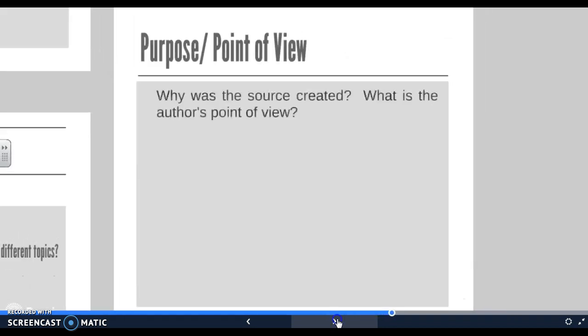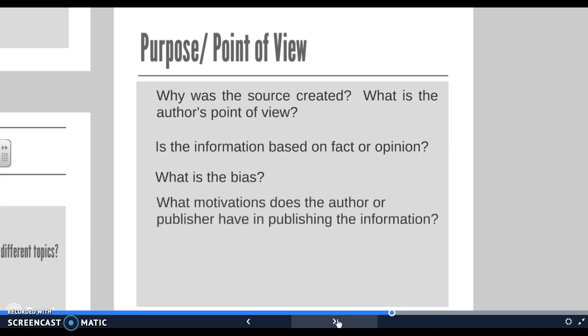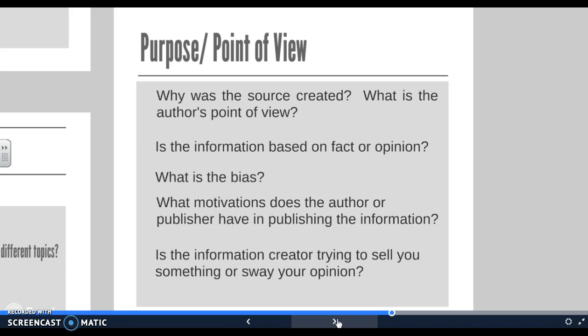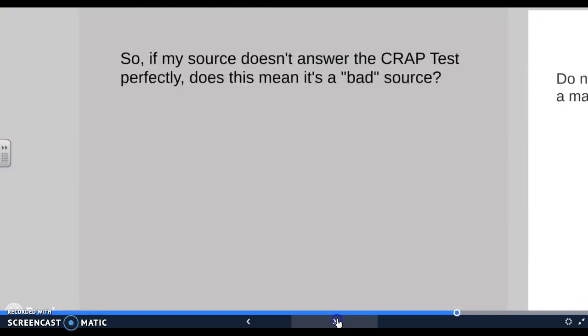For P, with purpose, you need to think about why this source was created. What's the author's point of view? Is it mostly fact or opinion? Is there bias that's put into the information? What are the motivations for publishing this information? And then also, are they just trying to sway you in some way? So that is pretty much the CRAP test.